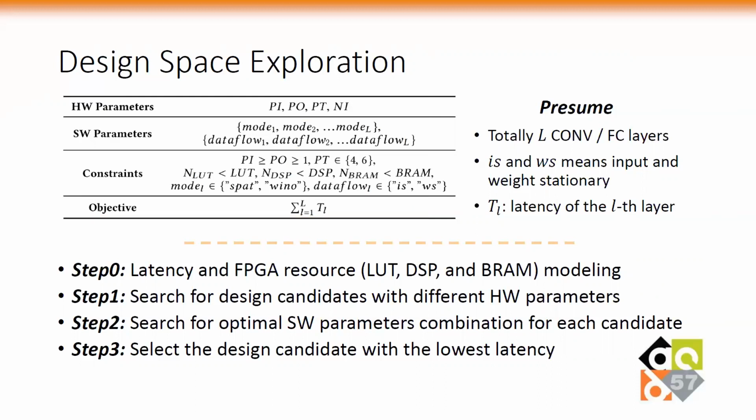We propose a 4-step DSE algorithm. In step 0, we construct accurate models for estimating the latency and FPGA resource utilization under different parameter combinations. Based on these estimation models, in step 1, we search for design candidates with different hardware parameters under the constraint of FPGA resources. And in step 2, we search for the optimal software parameters combination for each design candidate selected by step 1. Finally, in step 3, we walk through all of the design candidates and pick the one with the lowest latency as the finalized solution.